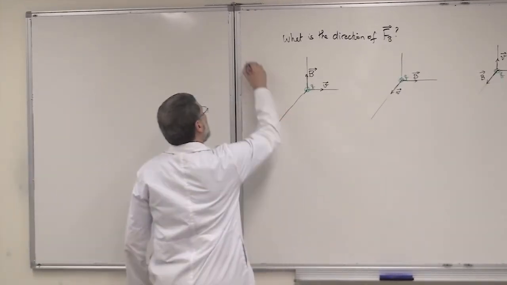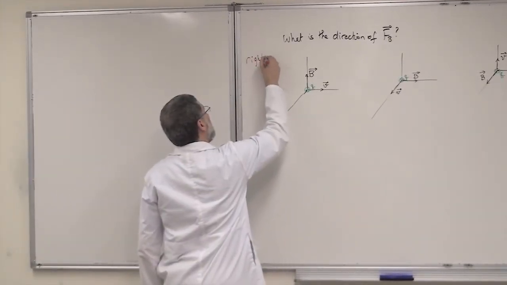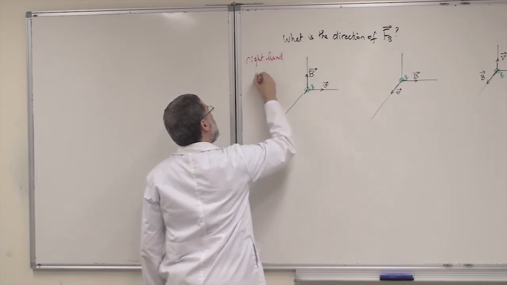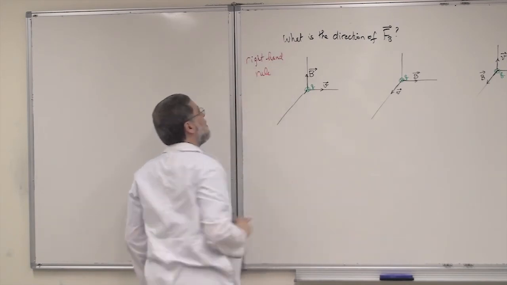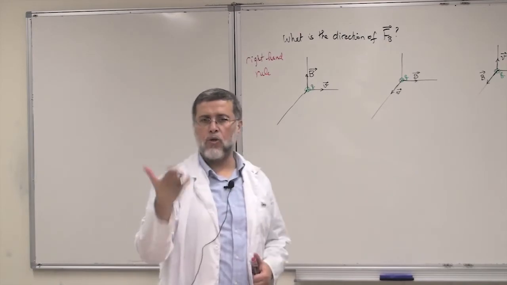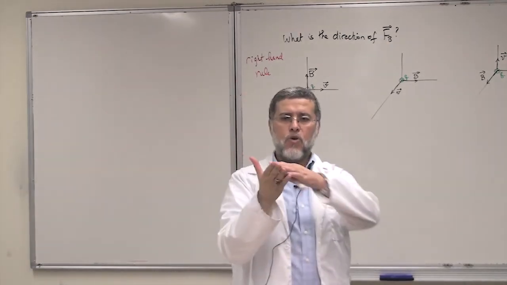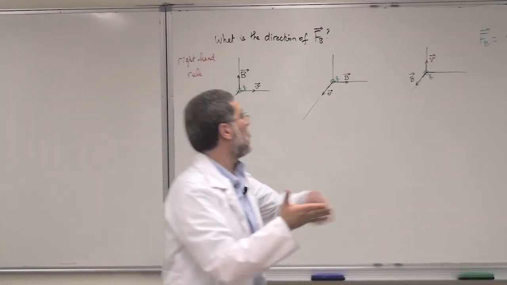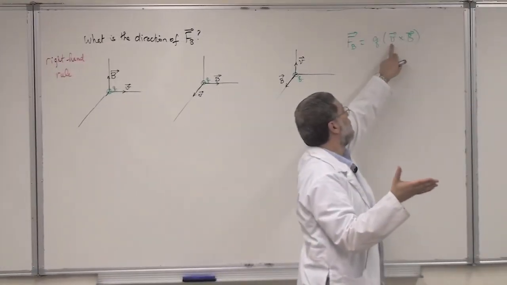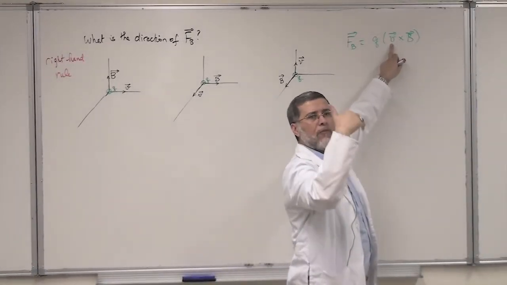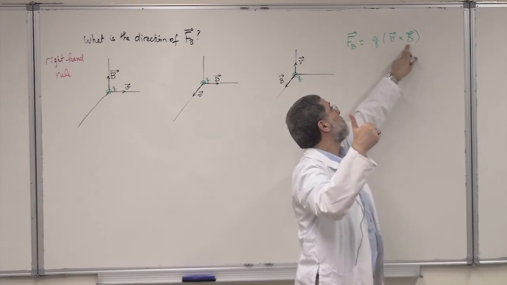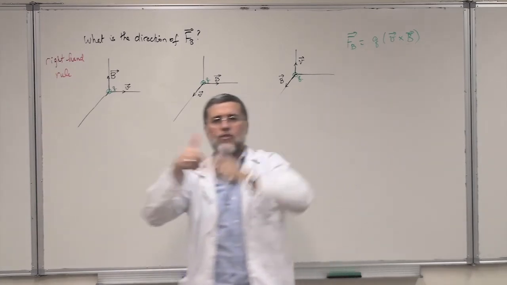So I'm going to check the right hand rule because it is important to know it. You open your hand like this. Your fingers are with the first vector in the equation, which is V. And then you sweep your fingers toward B. And the thumb will give you the force F.